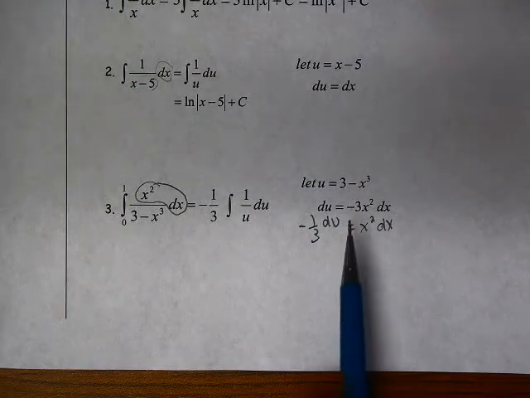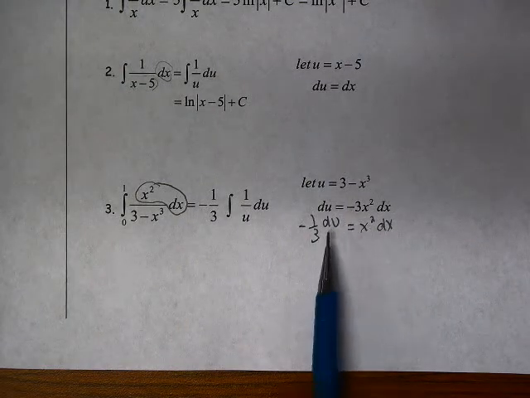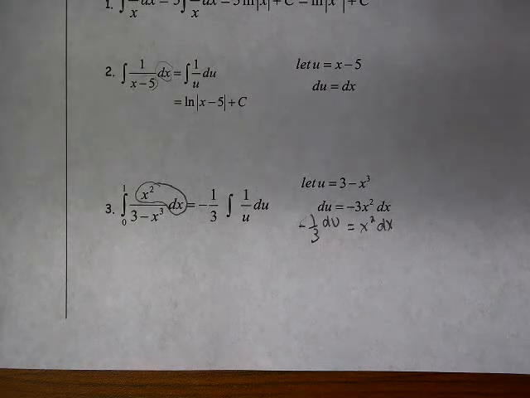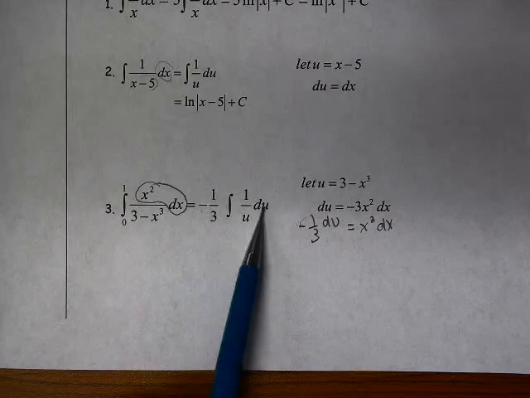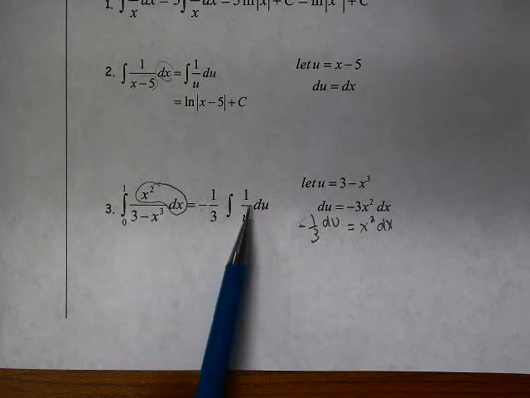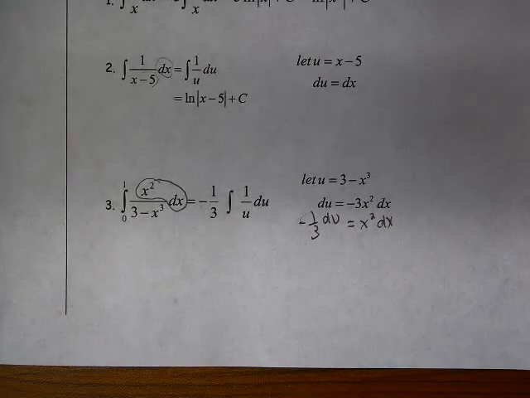So I take my du and I solve it for x squared dx, and I can see that the x squared dx is going to be replaced by a negative 1/3 du. So there's where the negative 1/3 du came from. And then this denominator is just u, so I have my du over u.